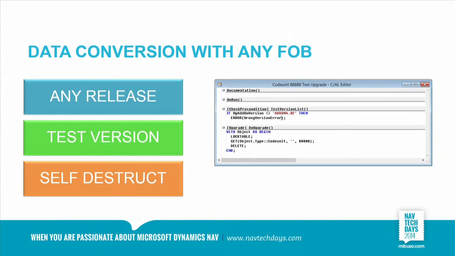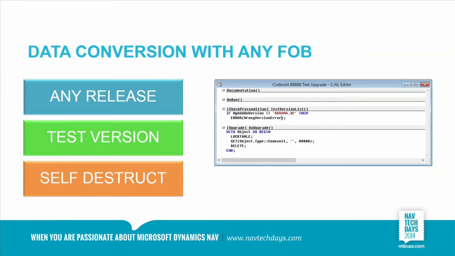You have to keep in mind that the system just looks for any upgrade code unit in the database. So if you run the preconditions, make sure that you check the version and that you don't start applying upgrade code units to the wrong version. And make sure that your upgrade code unit is self-destructing.